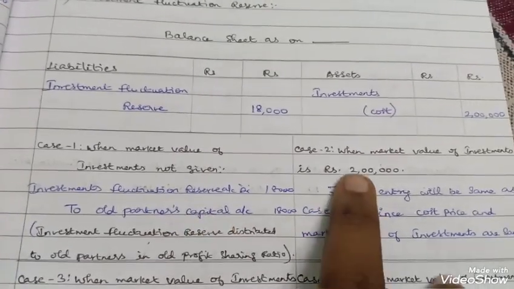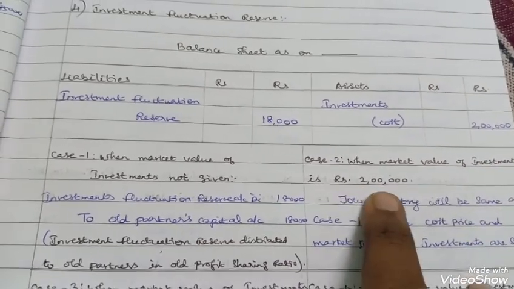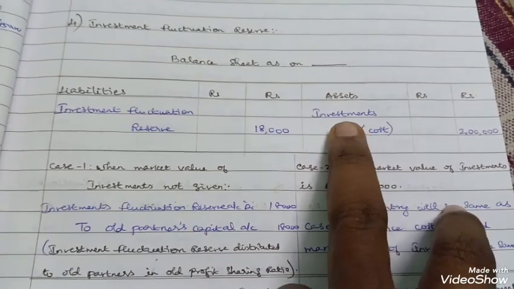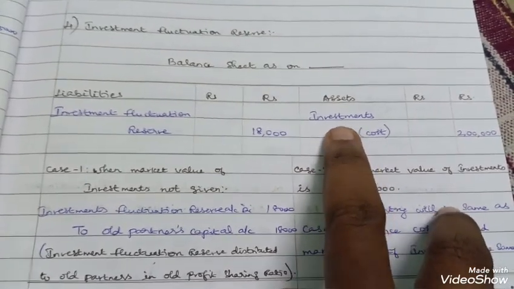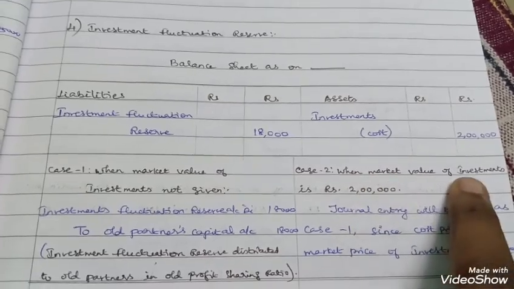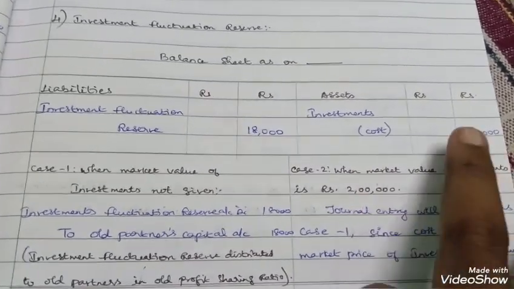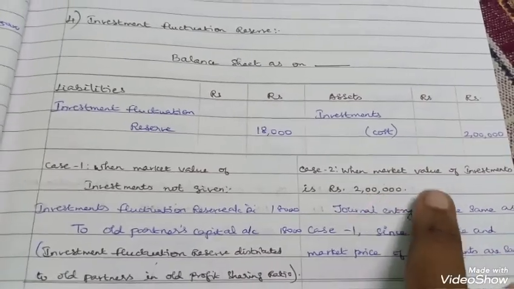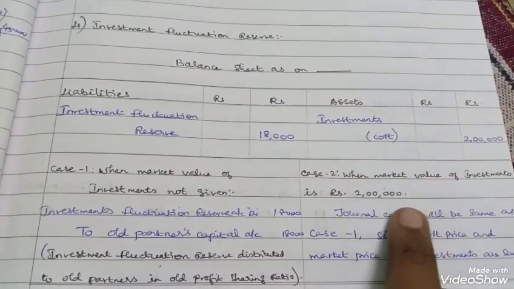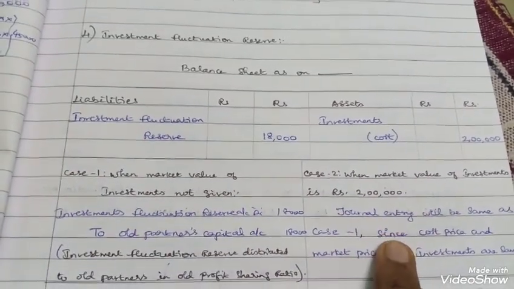And case 2, when the market value of investments is 2 lakhs, given in the adjustments. Here you have to compare. Investments inside the balance sheet are 2 lakhs and the market value of the investments given in the adjustment is also 2 lakhs. So 2 lakhs minus 2 lakhs will be 0. For 0, you don't need to pass any separate journal entry. So the same case 1 journal entry will be followed here also.